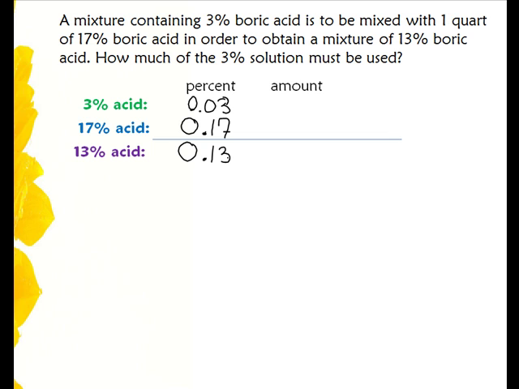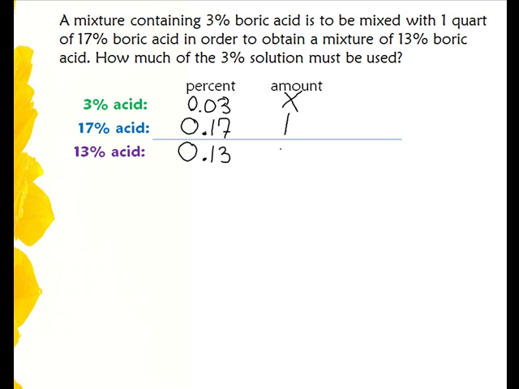The next thing we need to know is how much of each do we have, or do we need? First of all, we have a mixture containing 3% boric acid. Do we know how much that is? No, because the last sentence asks how much of the 3% solution must be used, so we're going to put an x there. Do we happen to know how much 17% acid there is? We sure do, because it says to be mixed with 1 quart of 17% boric acid. So we're going to put a 1 there. That's 1 quart.